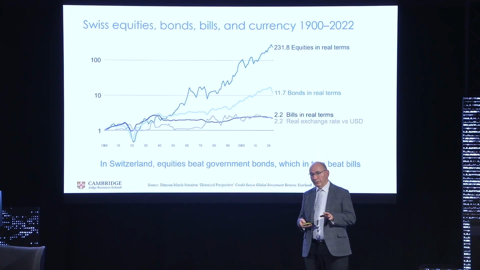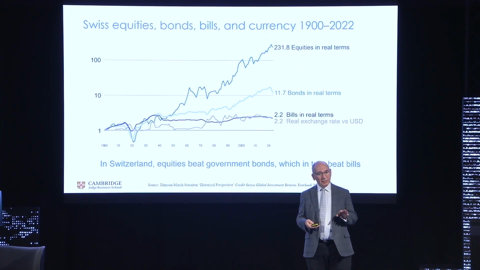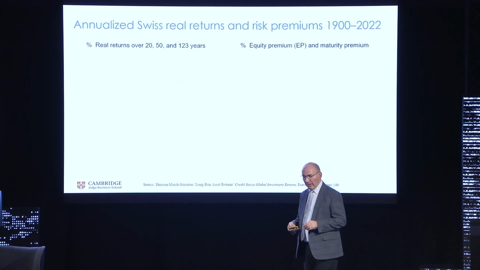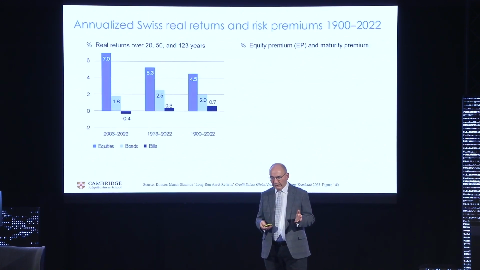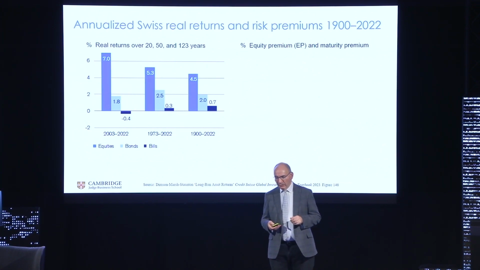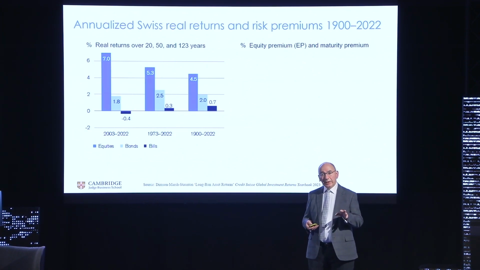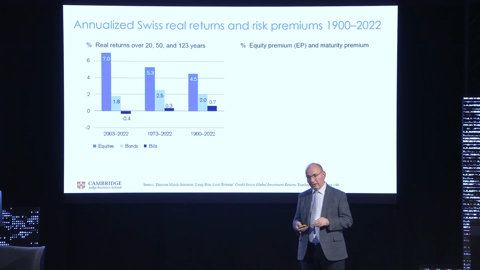And so it's helpful perhaps to look at Switzerland as an exemplary country and then draw a comparison with other countries. So if we look, first of all, at the annualized real inflation-adjusted returns and risk premiums, what you'll see is that over the last 20 on the left, middle, 50 to the right, 123 years, looking at the tall bar, the middling bar, and the smallest bar, which is treasury bills, you can see the real return that you would have got from those assets.